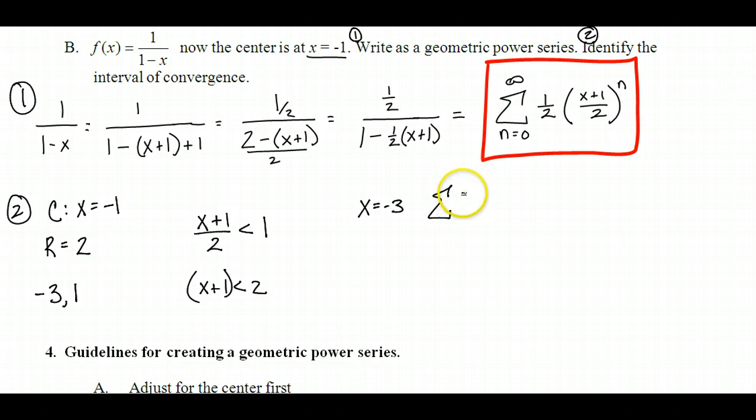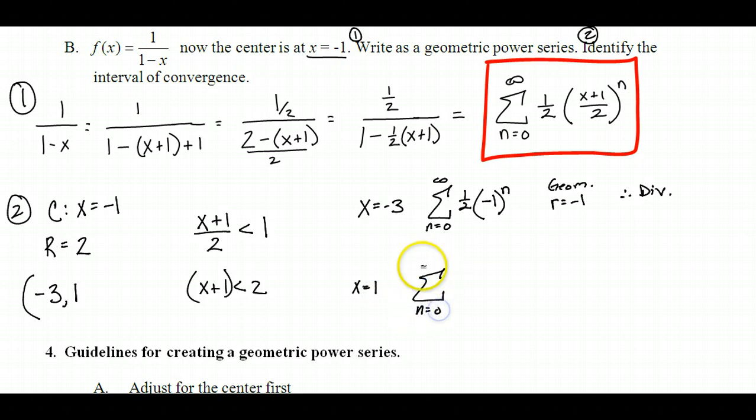Now, annoyingly, yes, you have to test your endpoints to see if they converge or diverge. If x is equal to -3, we plug in -3 plus 1 is -2. -2 divided by 2 is -1 to the power of n. This is a geometric power series, our common ratio is -1, therefore it will diverge. And we get a parenthesis.